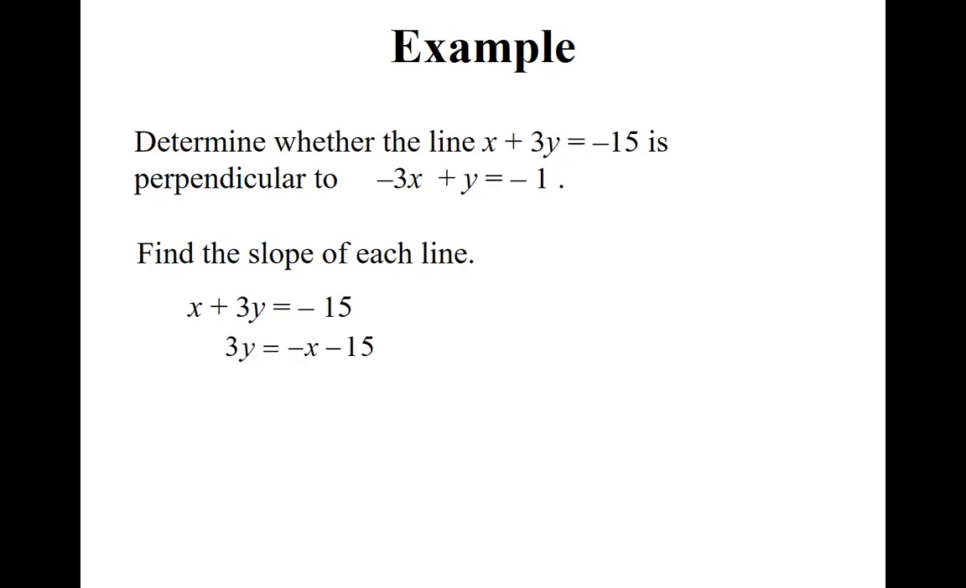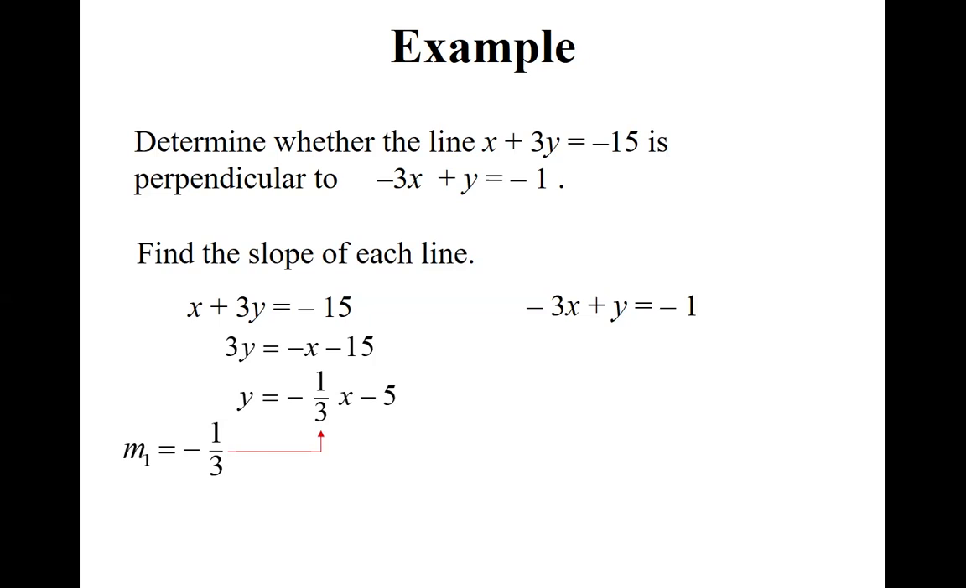Subtract x from both sides, negative x minus 15. Divide both sides by 3, negative 1/3 x minus 5. The slope of this line is negative 1/3. So we would need an opposite reciprocal to be perpendicular. Instead of negative, it would have to be positive. Instead of 1/3, it would have to be 3/1 or 3. So we're looking for a slope of positive 3.